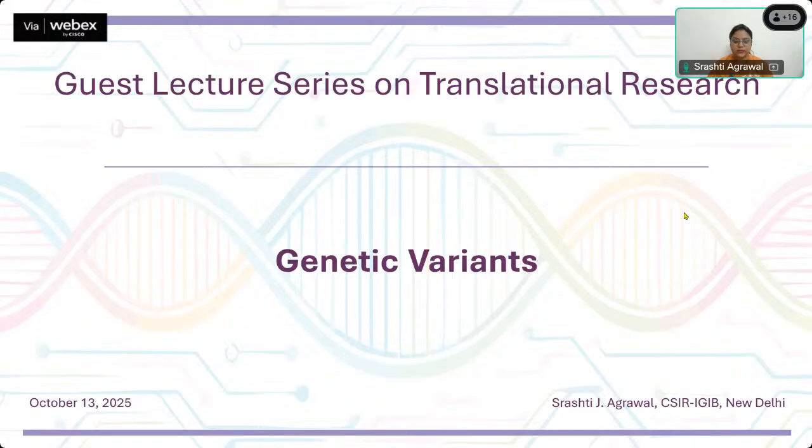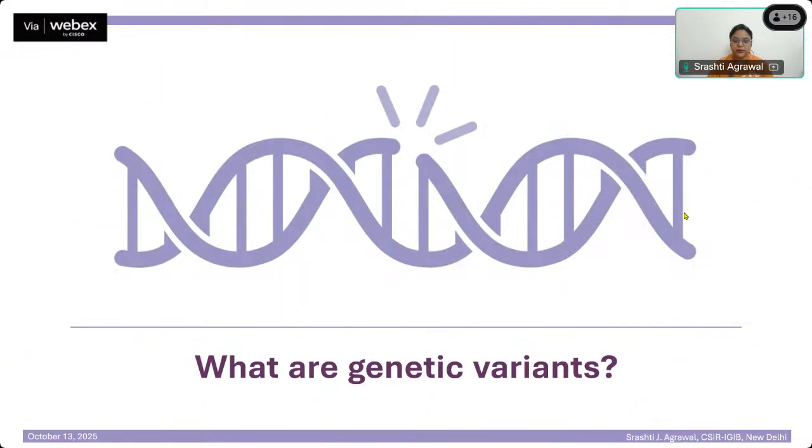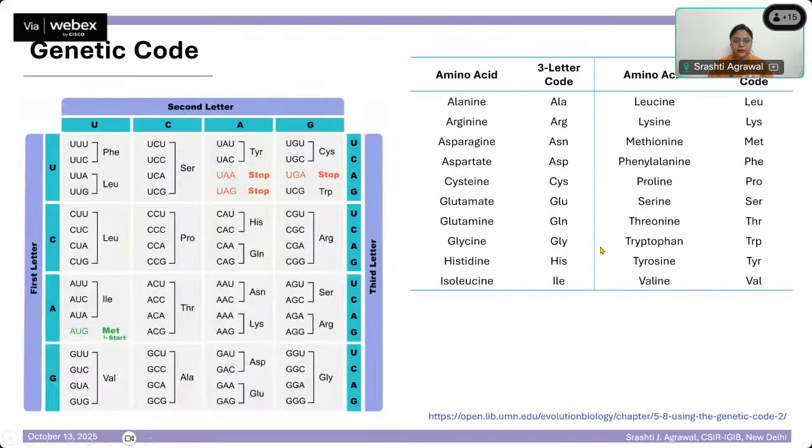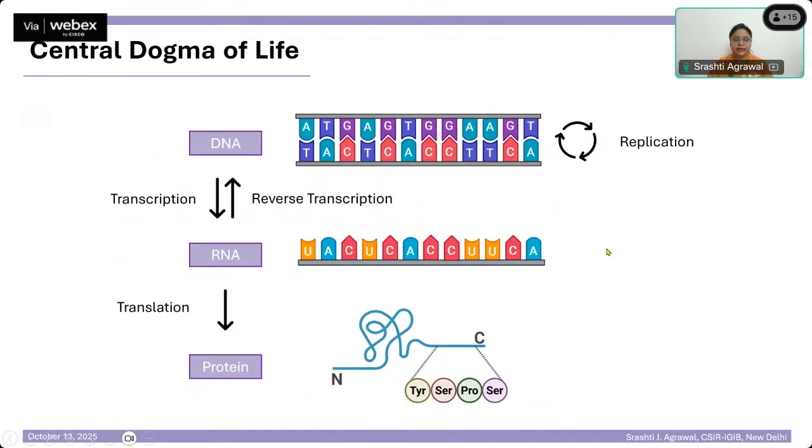So, in the last lectures, we learned about the central dogma of life, how DNA gets replicated and then it transcribes to RNA, which then further gets translated to protein. And we also learned the genomic structure, how it is organized into the nucleus, and what are the functions of this organization. So today we will take this a step further and learn about the different variants of genomes that are available.